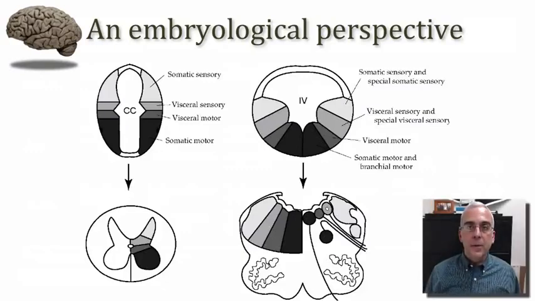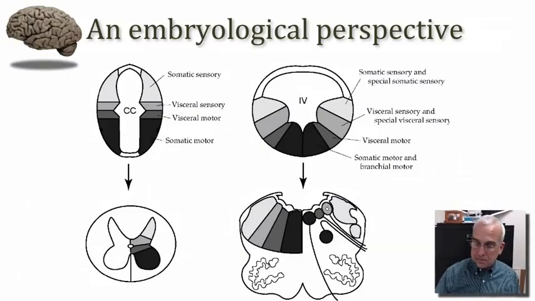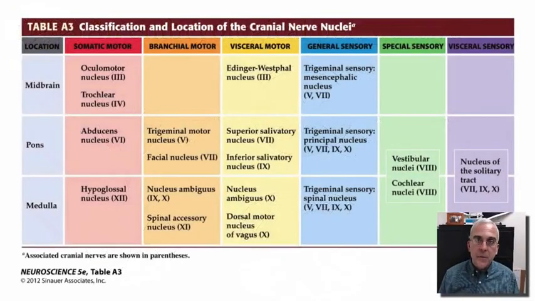Okay, now I think we're ready to apply this embryological framework to understand the organization of the cranial nerve nuclei in the brainstem. So this is a chart you might want to have in front of you for a little while so that you can begin to make sense of all of this new anatomical information that I'm sharing with you in this tutorial.